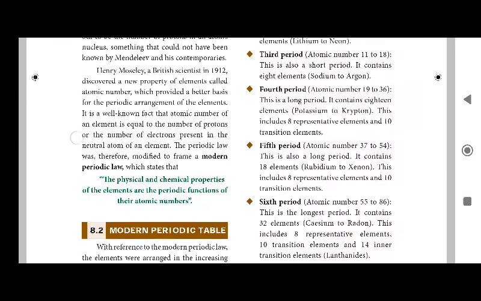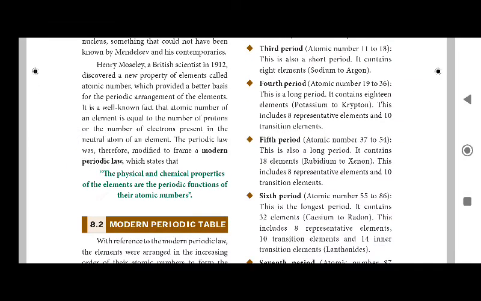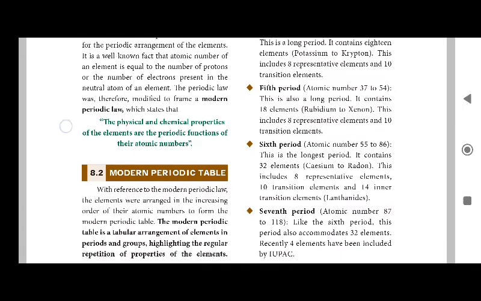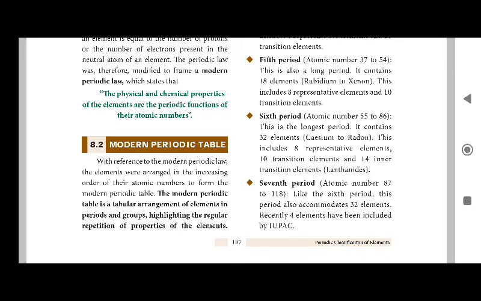Then the fifth period is also a long period, from atomic numbers 37 to 54, having 18 elements from rubidium to xenon. This includes 8 representative and 10 transition elements. The sixth period, atomic numbers 55 to 86, is called the longest period. It contains 32 elements from cesium to radon. This includes 8 representative elements, 10 transition elements and 14 inner transition elements called lanthanides.